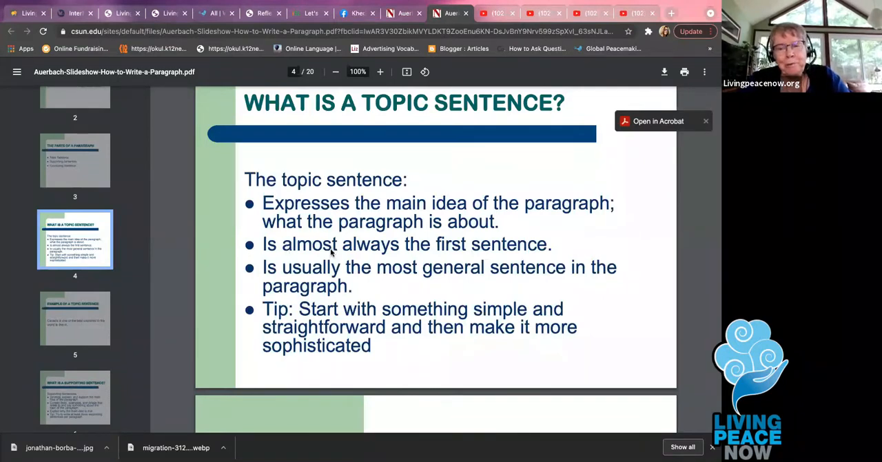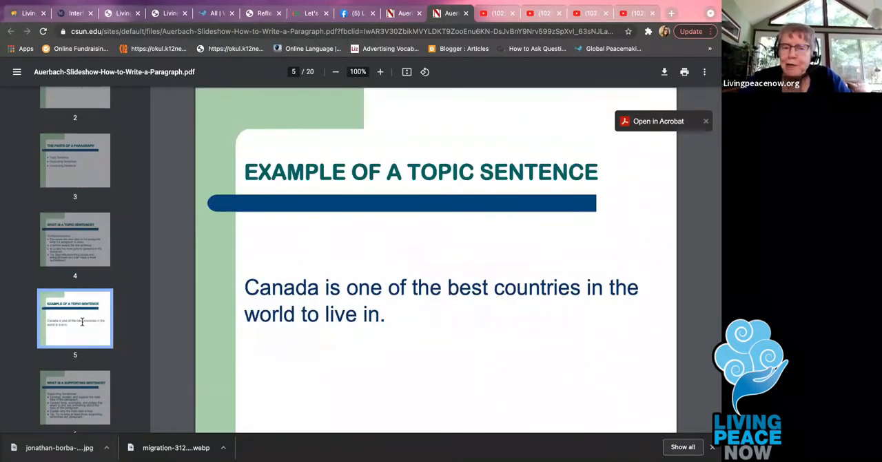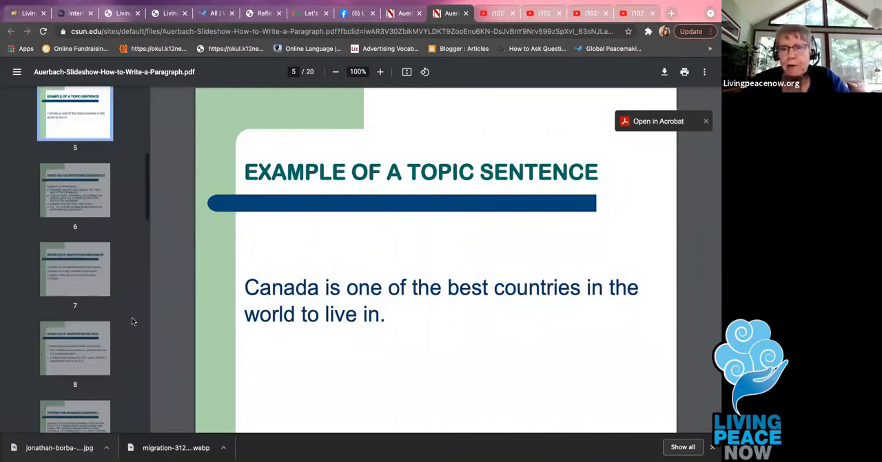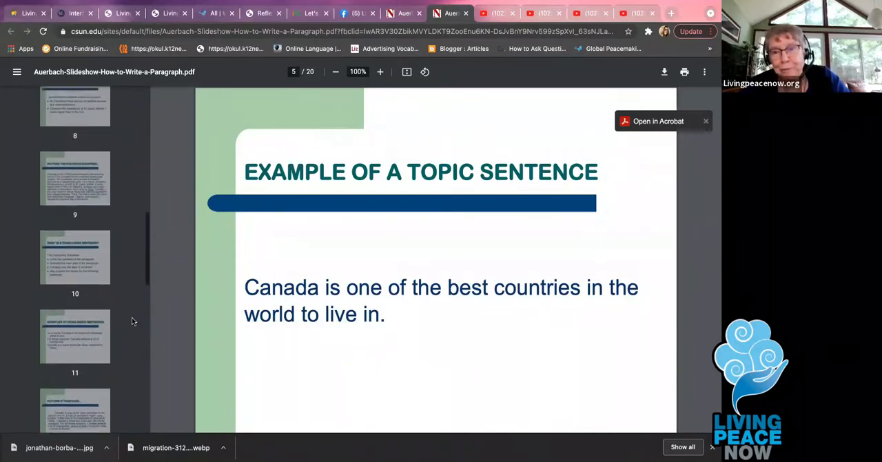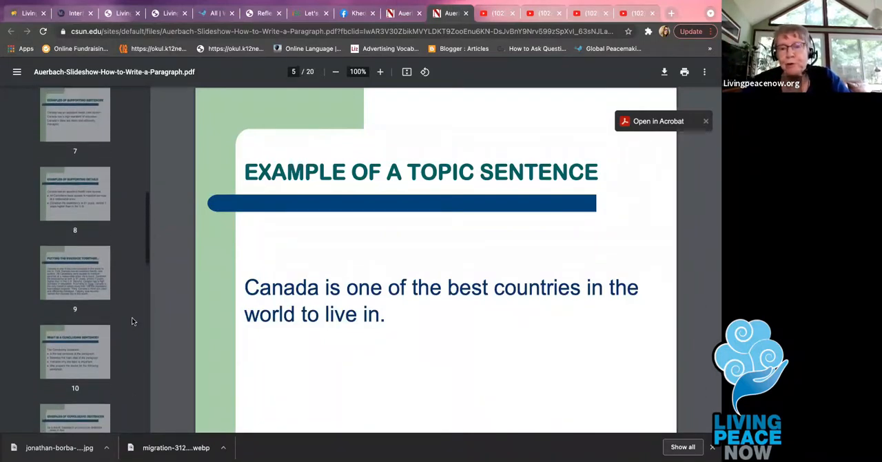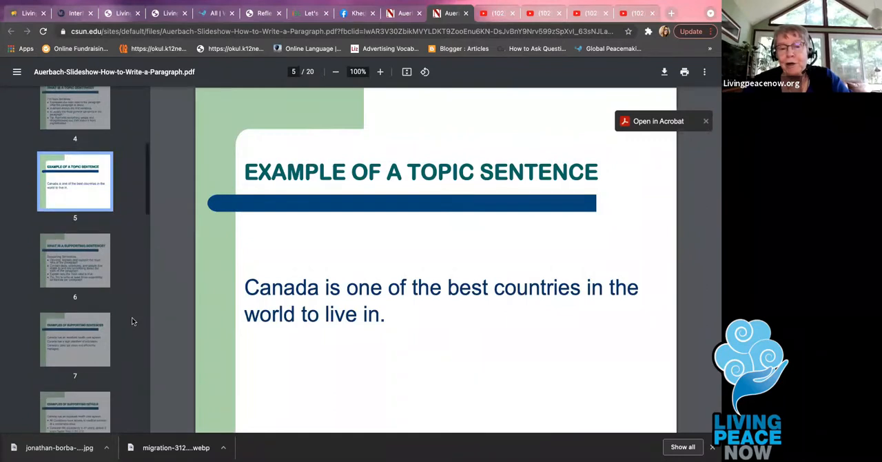And what's even more challenging, you need to stay with the same person. So if you start out talking about I, you need to talk about I during the whole paragraph. If you start out talking about you or she or they, you need to stay with the same point of view through the whole paragraph. And a lot of people find that hard.